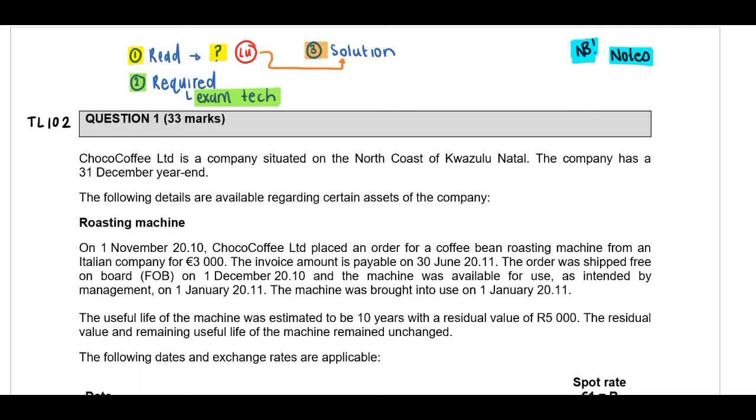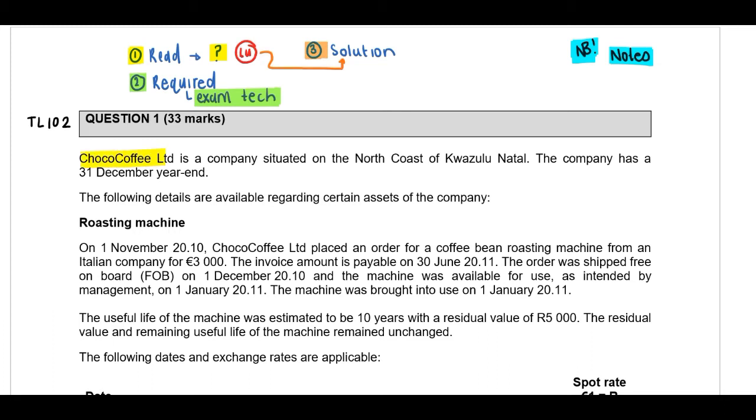Right, now let's first read through the scenario. Normally when I read through a scenario, number one, I make use of a highlighter, but this is not a coloring in competition. There's a lot of information, but please do not highlight every single word.